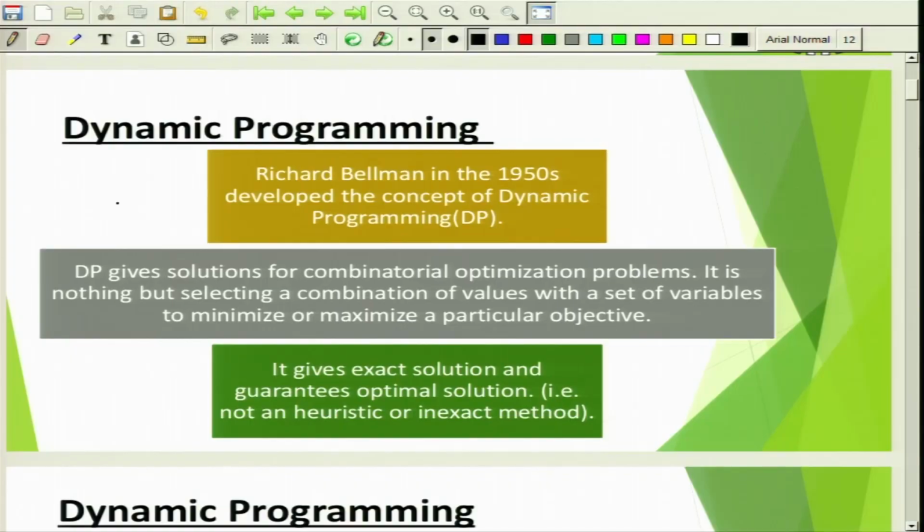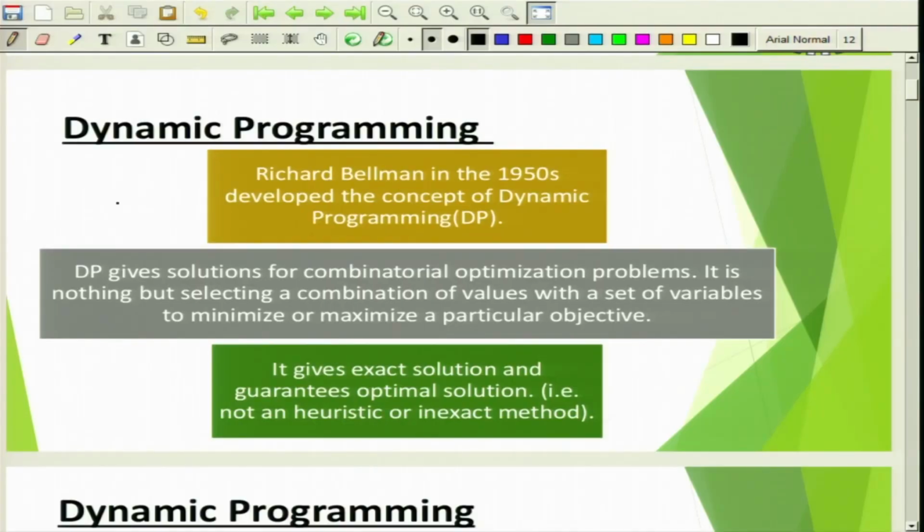So let us try to understand briefly about the history of dynamic programming. Richard Bellman in the 1950s developed the concept of dynamic programming. Dynamic programming gives solutions for combinatorial optimization problems. It is nothing but selecting a combination of values with a set of variables to minimize or maximize a particular objective. So there are so many variables, among which you need to find which variable is the optimal solution for a particular objective function to meet.